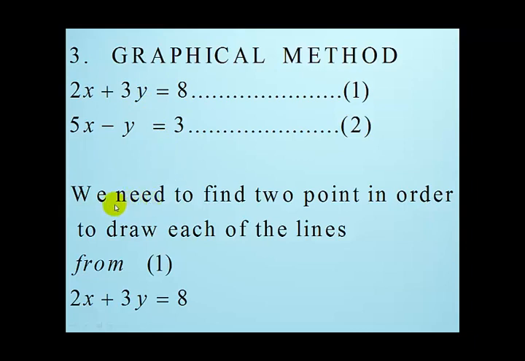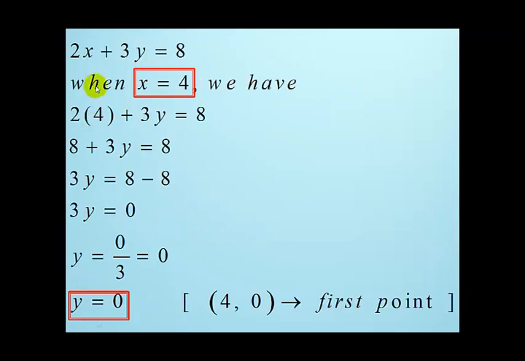Now we need to find 2 points in order to draw each of the lines. So let's consider the equations one by one. Now we consider the equation 1. From equation 1, we have 2x plus 3y equals 8. So when x equals 4, you can take any value you want, but make sure you choose a reasonable value so that you can have it on the graph. When x equals 4, it means that wherever you see x, you substitute it by 4.